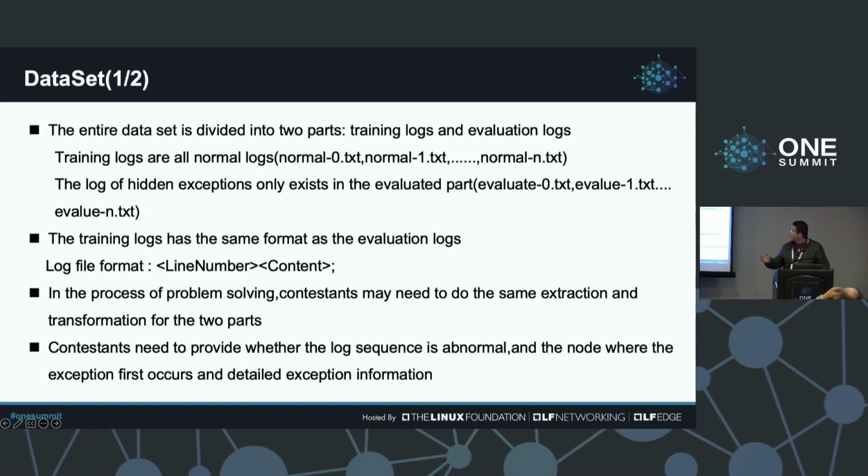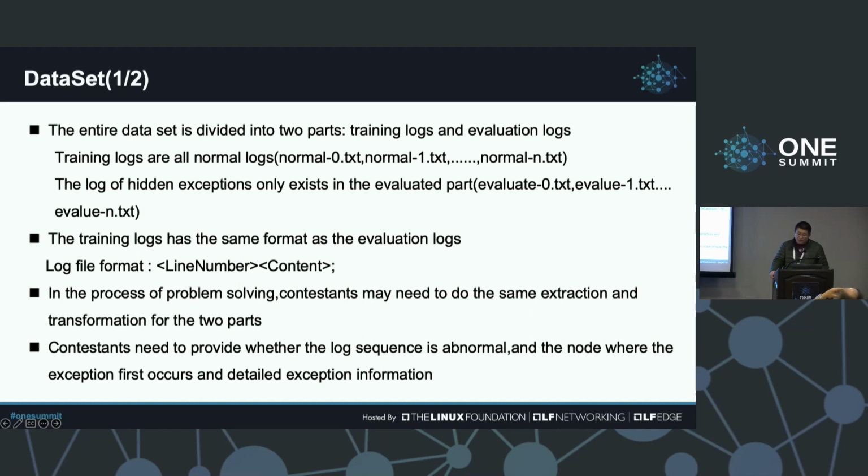So here we have shown the data set. The data set is a collection of logs from multiple nodes and components of the network cloud device. The entire data set is divided into two parts. As usual, one is a training set, one is an evaluation set. Sometimes we also have a test set, I think. All log files keep the original log message body.